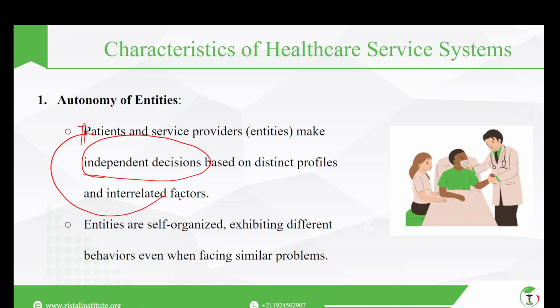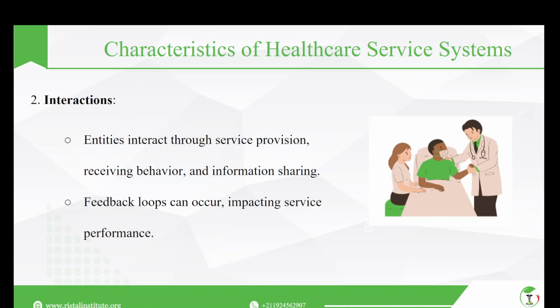They are self-organizing. And then interactions. These entities don't live in isolation, they don't work alone. There is interaction. Patients are interacting with the healthcare providers. Healthcare providers are interacting with insurance companies. Insurance companies are interacting with the patients. So you have these interconnections among them, and this interconnection can result in what we call loops. The behavior of patients influences the behavior of healthcare providers. The behavior of healthcare providers influences the behavior of patients. The behavior of patients influences the behavior of insurance companies. So we are having interactions there.